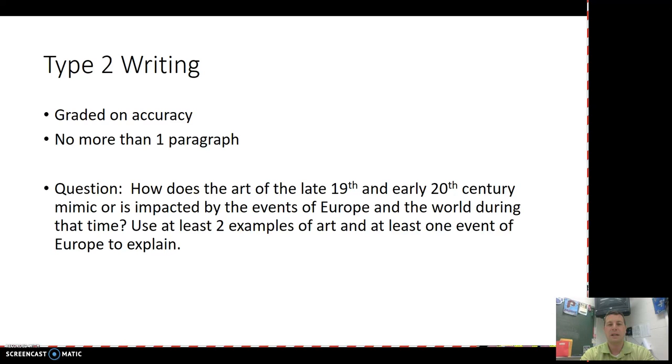How does the art of the late 19th and early 20th century mimic or is impacted by the events of Europe and the world during those time periods? So we're really looking and trying to consider the post-impressionist movement. If you want to use an impressionist work to help you, that's okay, but moving really from post-impressionism through Dadaism and into surrealism. Use at least 2 examples of artwork that we've hit and at least 1 event of Europe to help explain the connection, the impact, the mimicking of them.